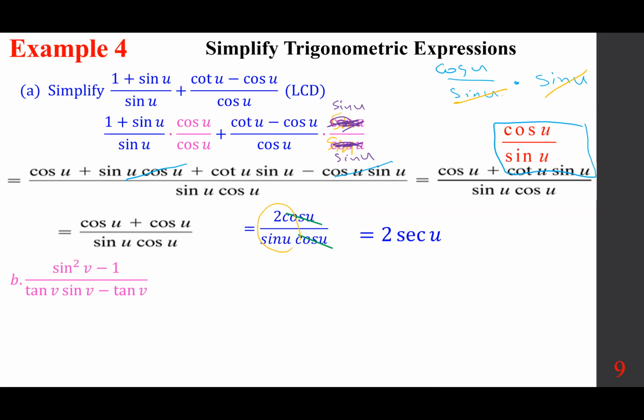We do it by factoring. The numerator is sine v plus 1 times sine v minus 1. And the denominator has a common factor of tan v, which gives us sine v minus 1. So we do the factoring. The common factor of sine v minus 1 from the top and the bottom cancel each other.